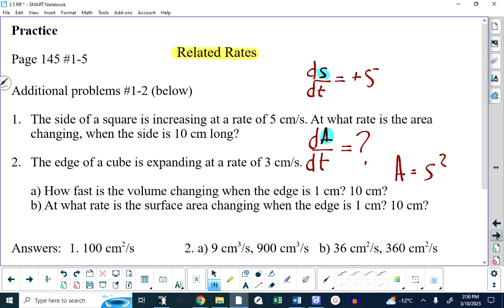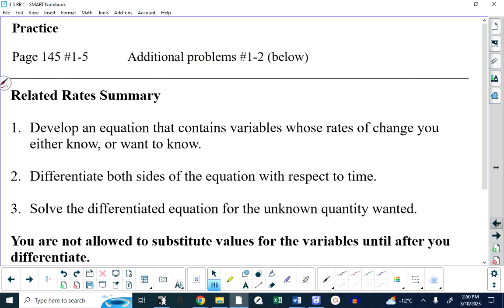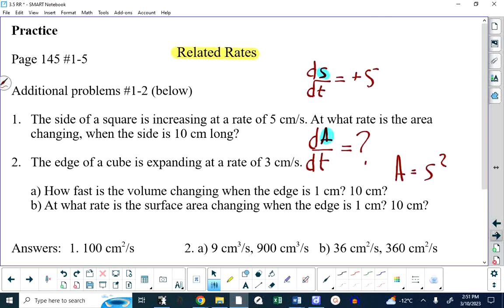What do you do with that? Well, you turn it into an equation that has rates of change by differentiating everything with respect to time. Then you answer the question. Then you solve it. So, we're just about done here. This would be dA/dt equals 2s ds/dt. Answer the question. Put in everything you know and find what you're asked to find.